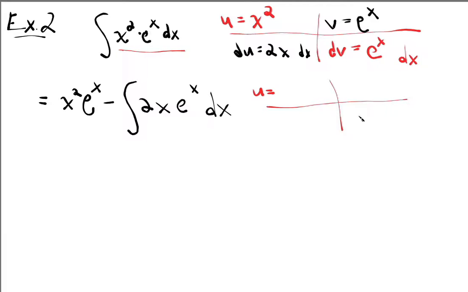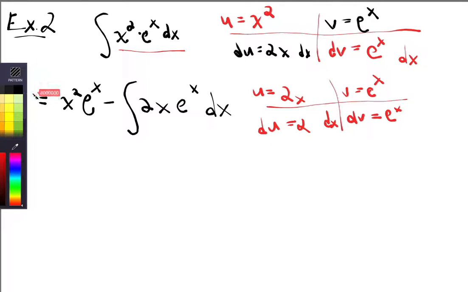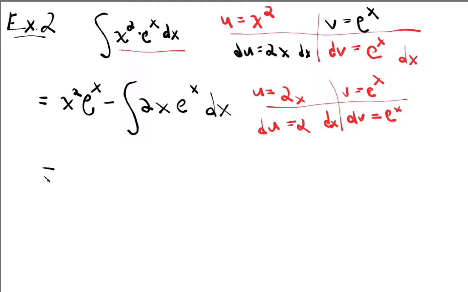Set up your table with u and dv. My u will again be the 2x. That's easy to differentiate. And you could pull the 2 out here and then let x be the u, but I just wrote it, so that's fine. It'll work both ways. And our du is 2 dx. I'm going to let dv be e to the x again. And v is e to the x. And the reason I highly suggest writing out this table every time is because you're going to need all these components, u, v, du, and dv, to plug into the formula. So you might as well finish that table off every time you do a round of integration by parts.